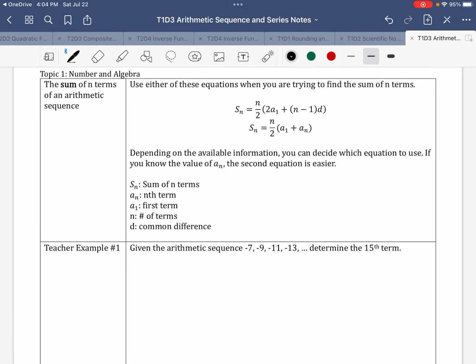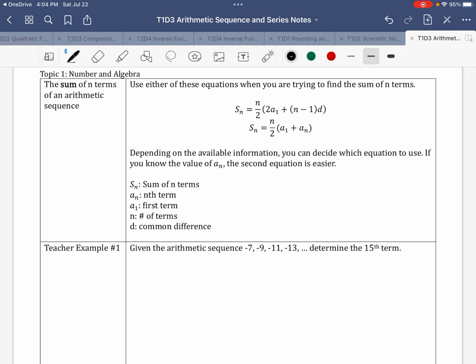Another very common type of problem is, what is the sum, adding up, what is the sum of the first 20 terms of your arithmetic sequence? Or what is the sum of the first 1,000 terms? So instead of adding every single one of those values together, we have this equation. You actually have two, and you can figure out which equation to use depending on what information you already have.